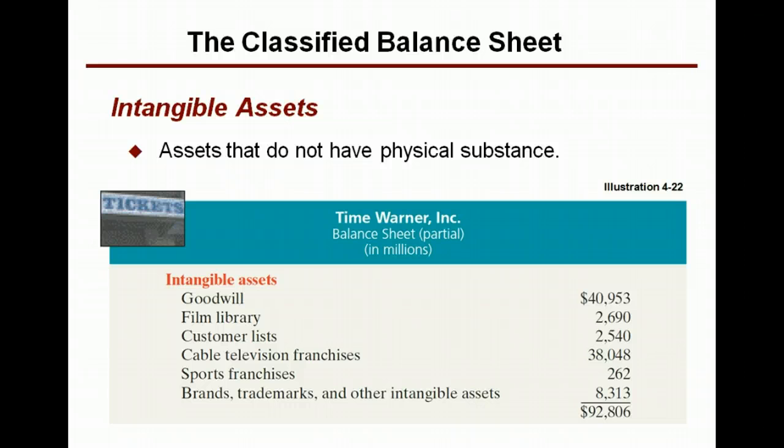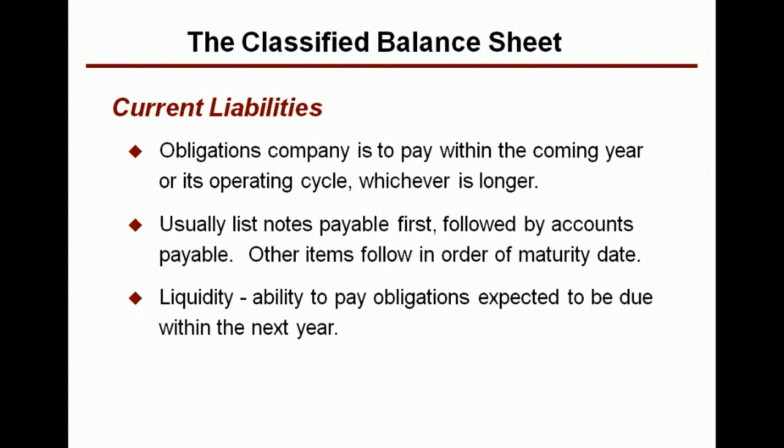And intangible assets, finally the last category, are things that we own that do not have a physical substance, like goodwill. You'll learn about that in future accounting classes. Customer lists, franchises, trademarks, things that have value to us, but that don't have physical existence. So we've looked at the asset side of things. Let's look at current liabilities.